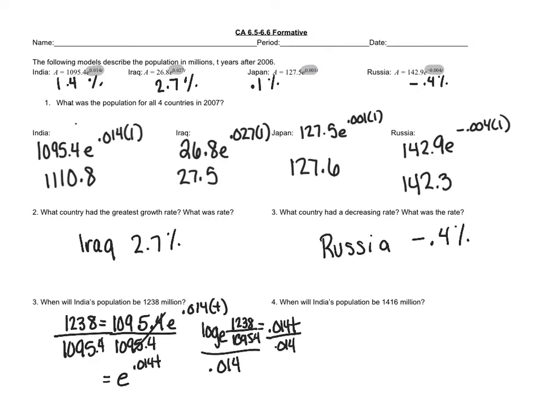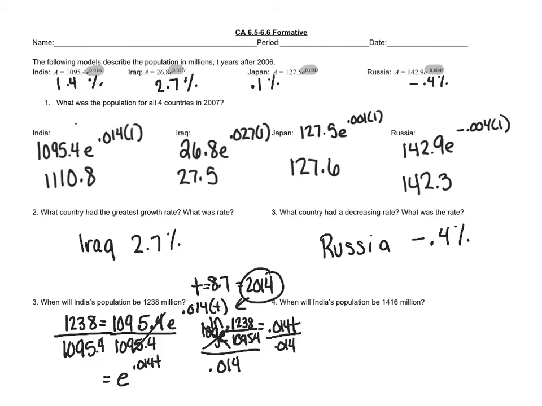Now remember, log e is ln. So in our calculator, we're going to type in ln 1238 divided by 1095.4, enter, and then divide that by 0.014. So my time is after 8.7 years. So if it's 2006, after 8 years, it's going to be about 2014.